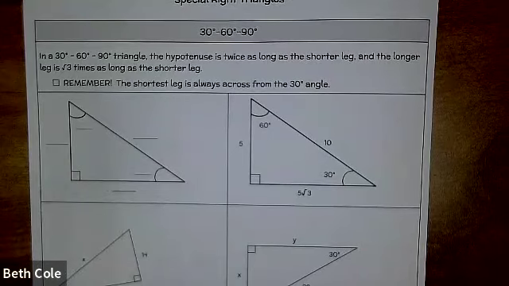So for 45, 45, 90, you either multiply by square root of 2 or you divide by square root of 2. And two of the sides were congruent, which was really convenient. For 30, 60, 90, they're all different. So this pattern is a little bit harder, all right?